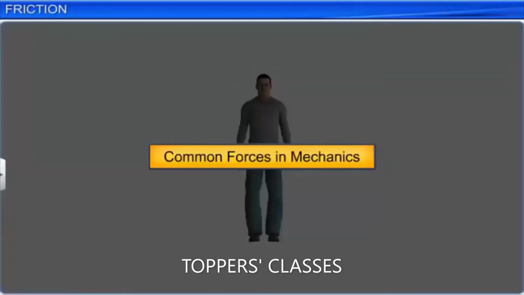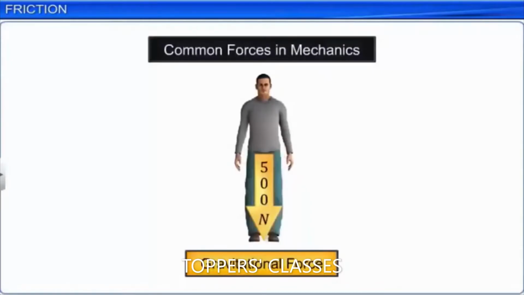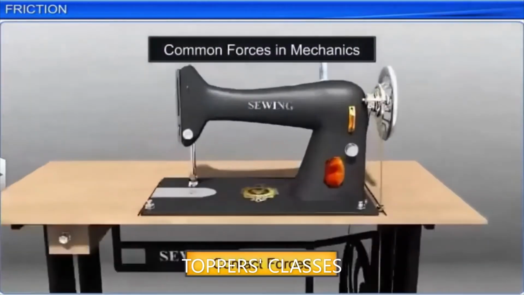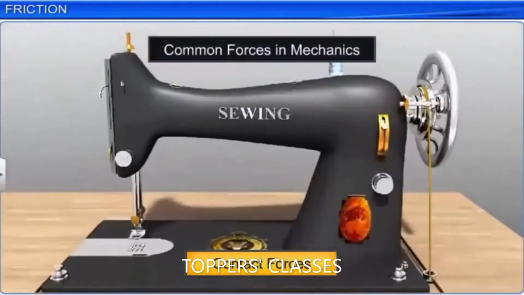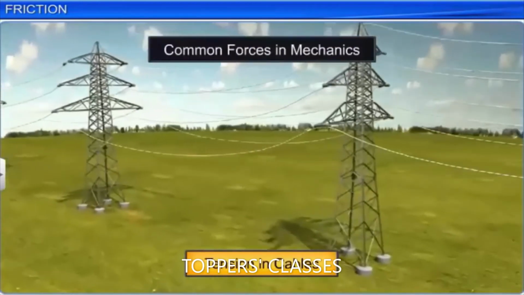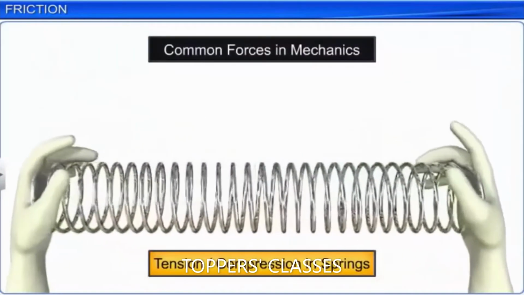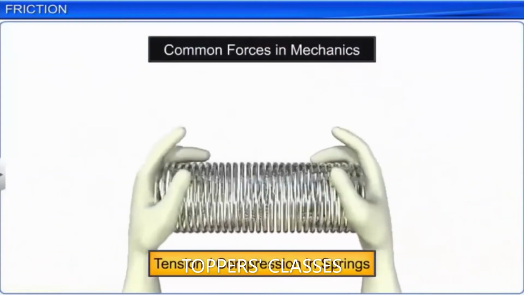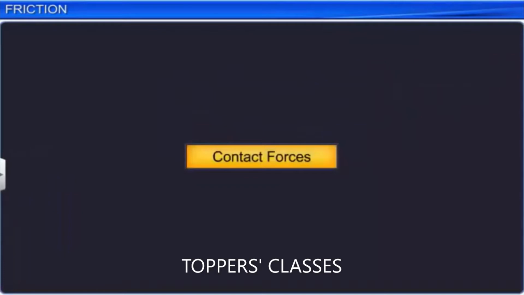Common forces in mechanics are gravitational force, which is the weight of a body, contact forces between moving pairs of links in a machine, tension in cables, and tension or compression due to elongation or compression in springs. In this module, we will focus on contact forces.